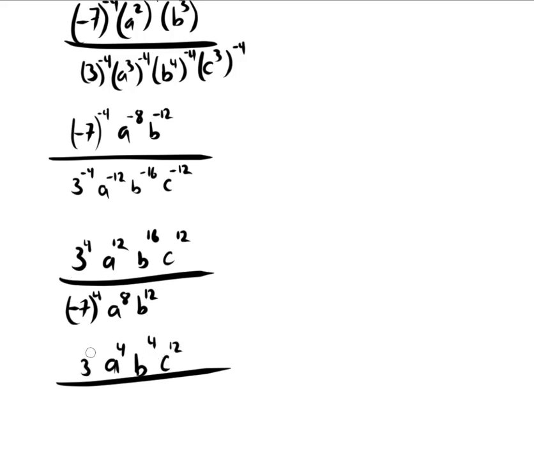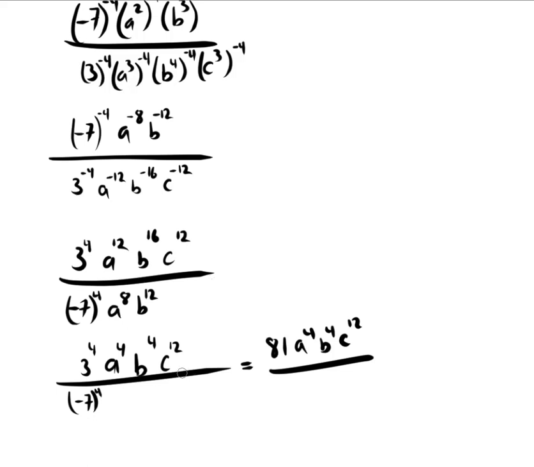And now I have 3 to the 4th, negative 7, all over negative 7 to the 4th power. Now, I've applied my quotient rule, so my next step is to raise each coefficient to the appropriate power. And for this, I'm going to need my calculator because I don't know what 3 to the 4th is off the top of my head. So I'm just going to type it in. 3 to the 4th power is equal to 81. So now I have 81 on top. 81 a to the 4th, b to the 4th, c to the 12th, right? And this is negative 7 to the 4th.